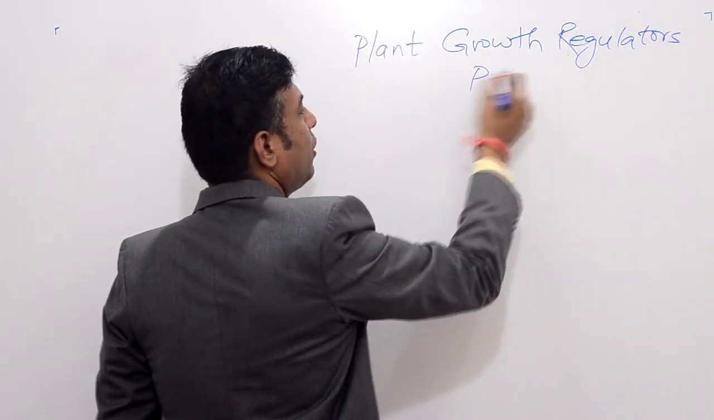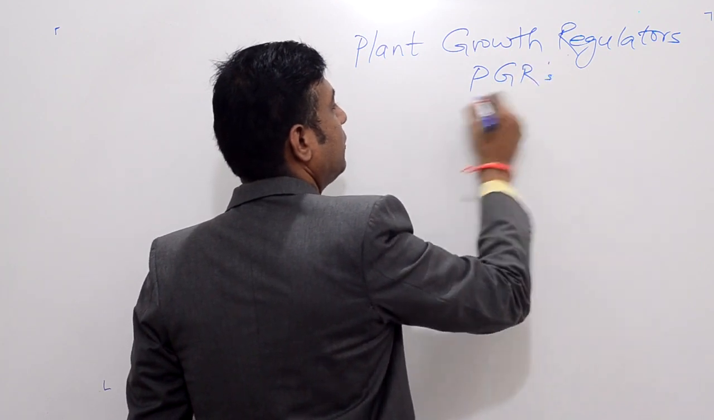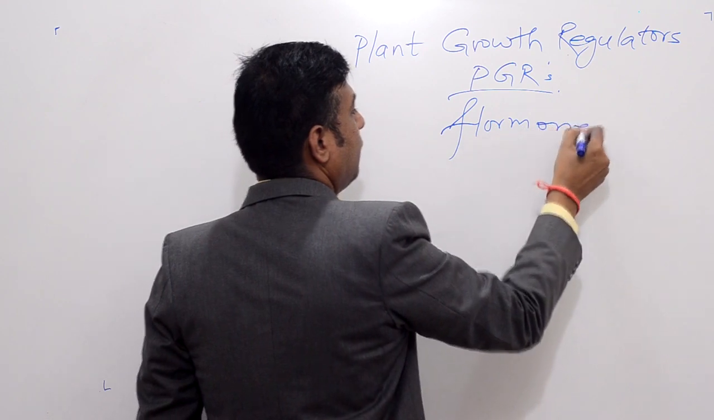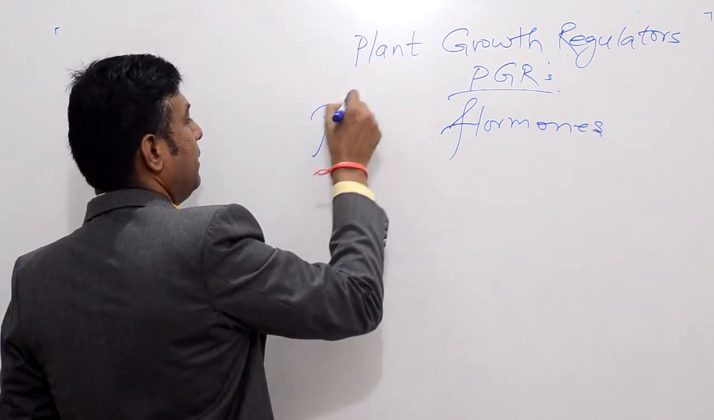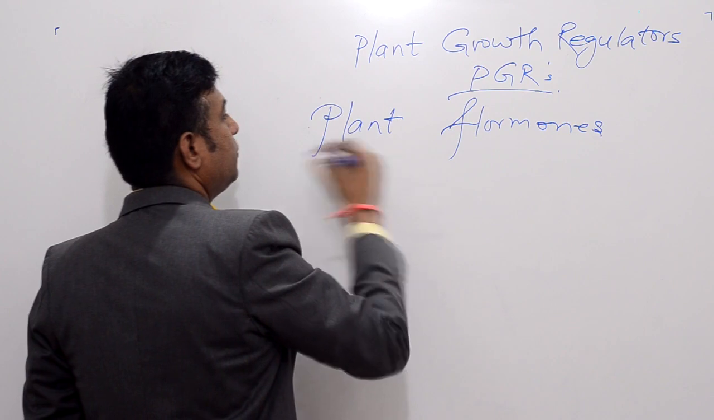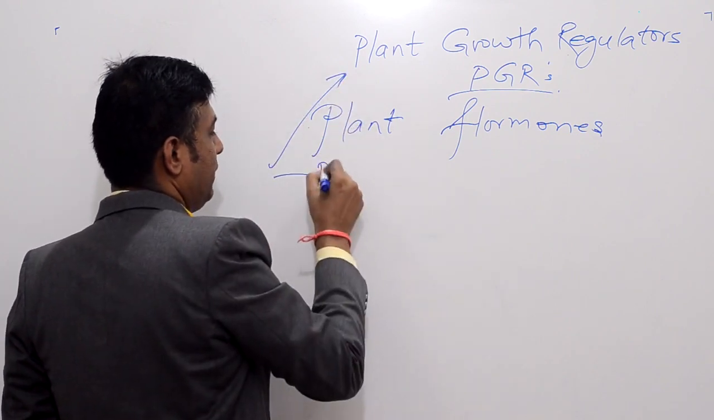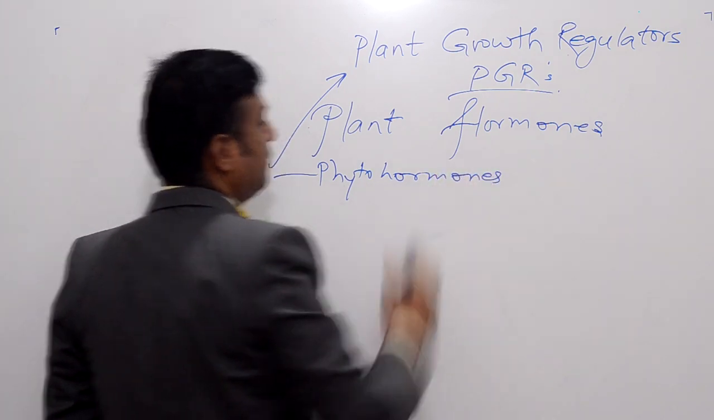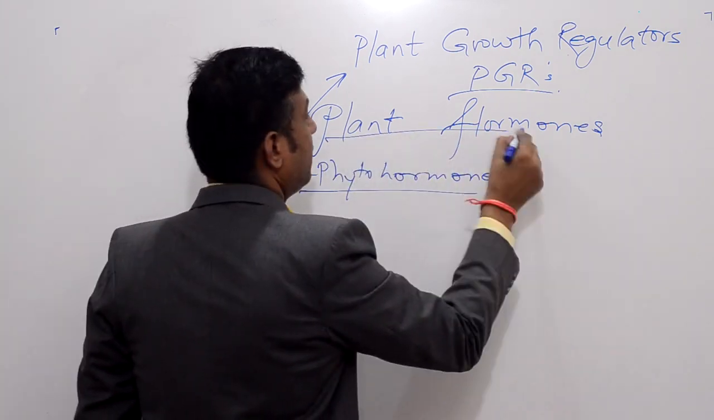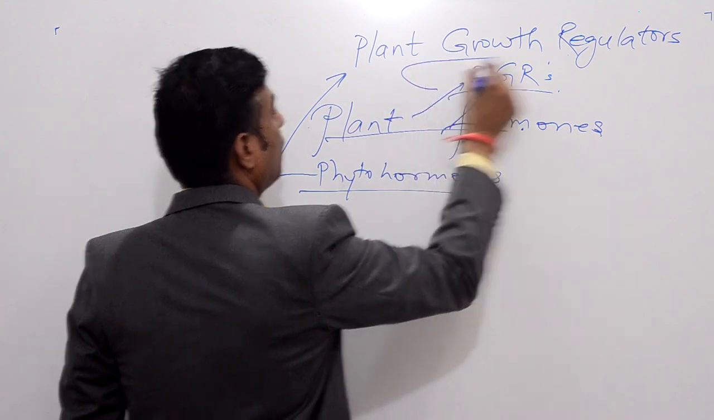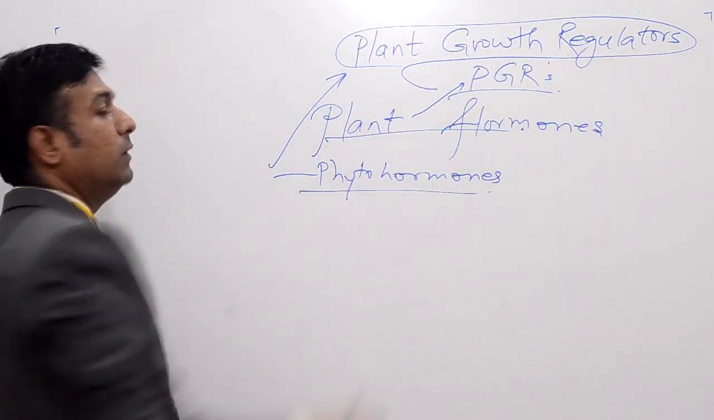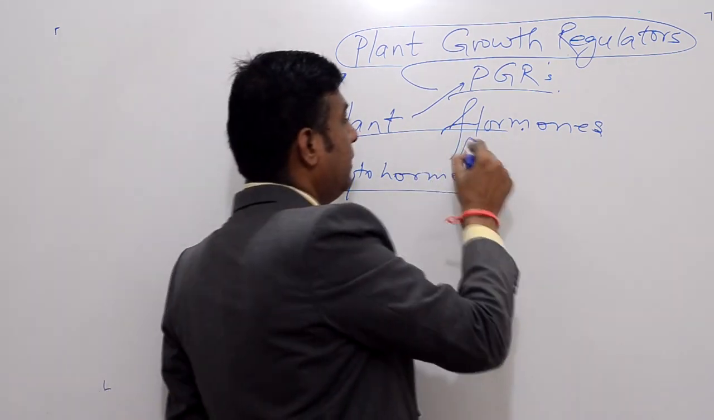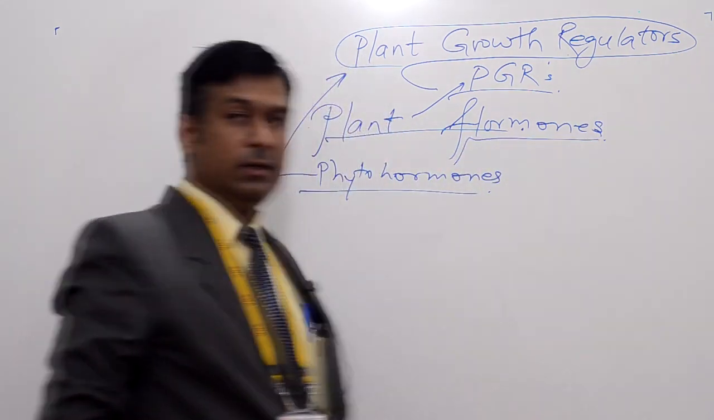What we can see in short is PGRs, plant growth regulators, and these are also known as hormones. But what are these hormones? These are plant hormones, or we can say phytohormones. Phytohormones, plant hormones, PGRs, they all are plant growth regulators.